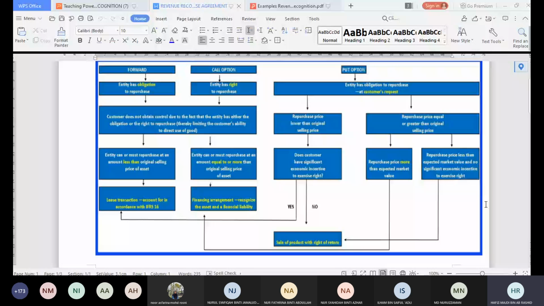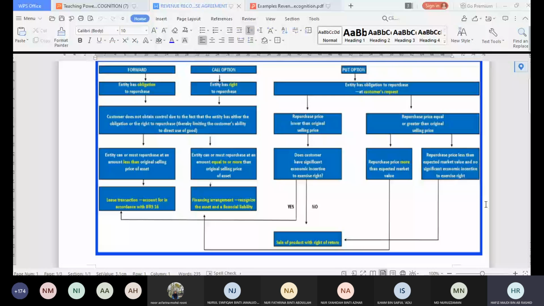For example, in some sale agreements, you have the right to return, might be because of some issue like condition of the asset and so on. So I think this table which I have come across has summed up the issues related to repurchase agreement.